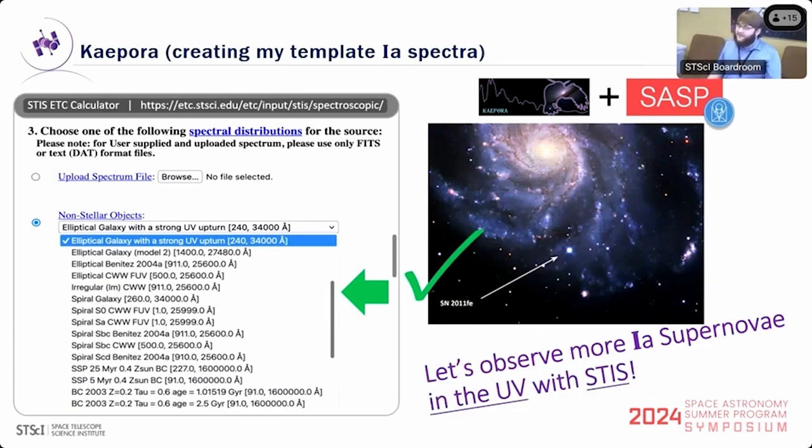Let's observe more type 1A supernovae in the UV with STS.